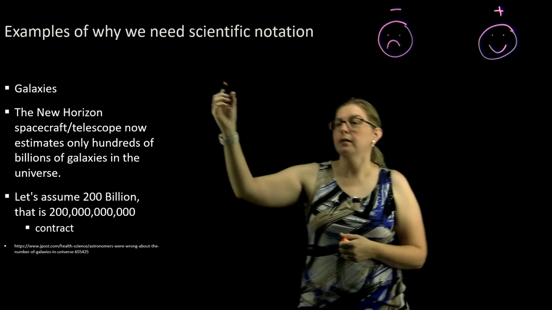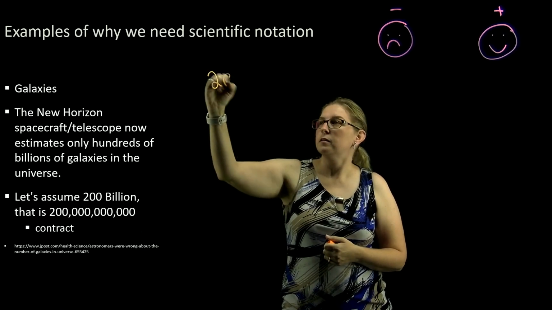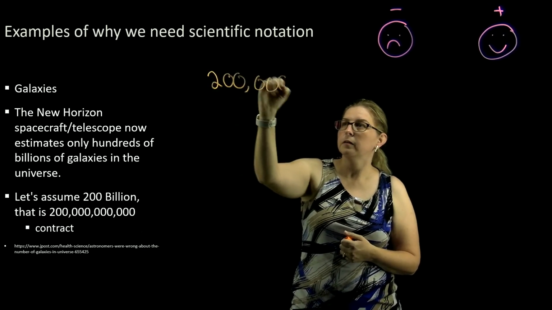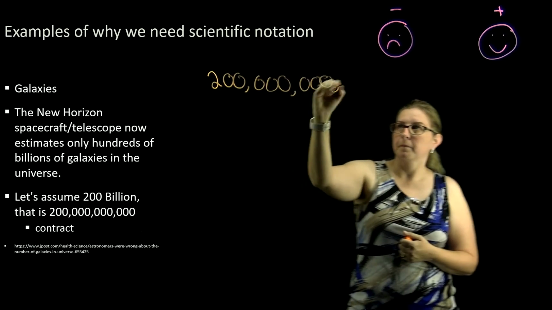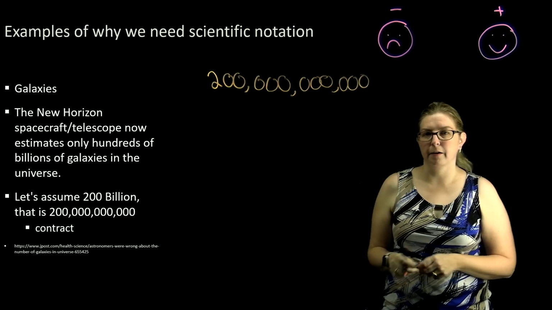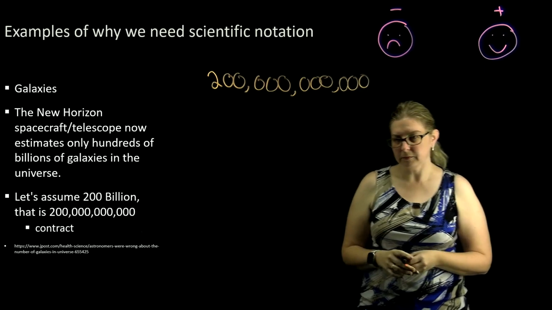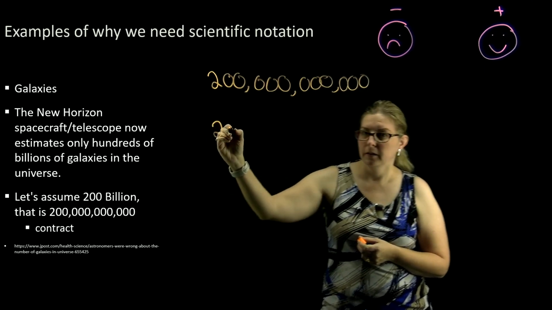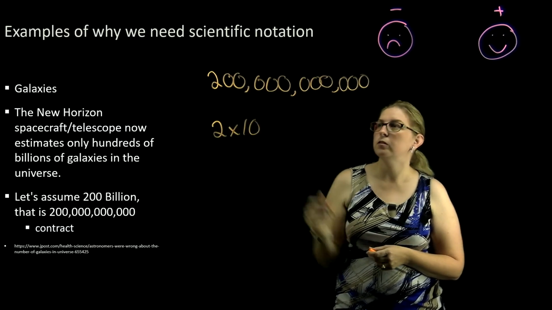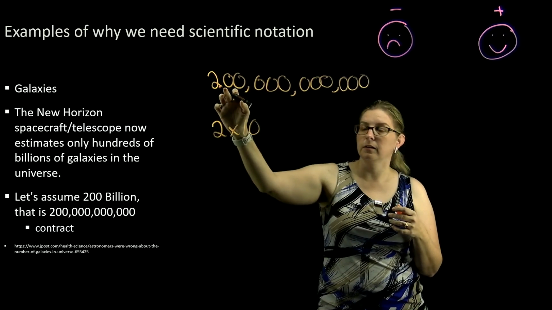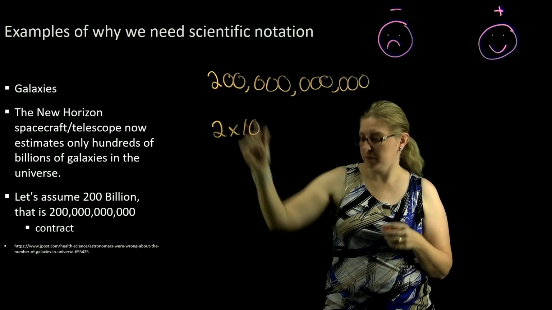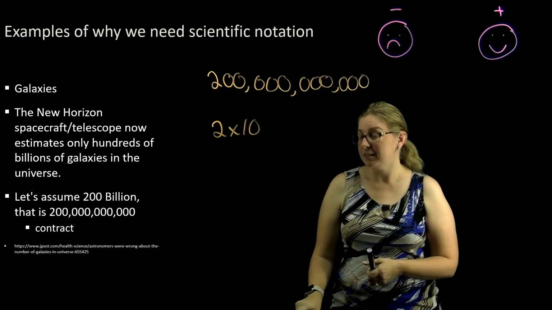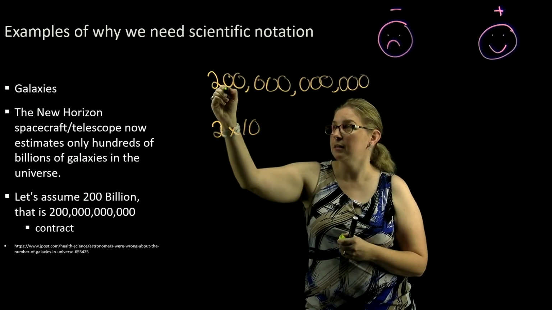Okay, so that number is 2. There you go. 200 billion. Easy peasy, right? Or you could just write 2 times 10. Okay, and again, the decimal has to go here. It's not there. It must get to there. How does it get to there?